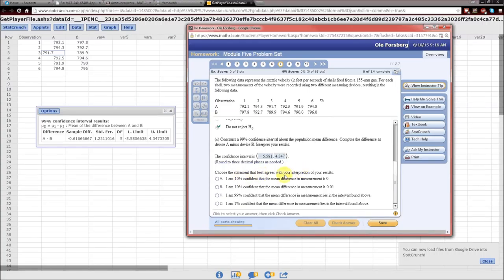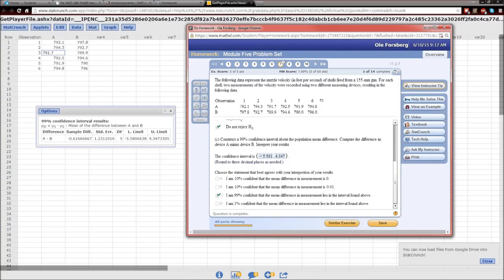Choose the statement that best agrees with your interpretation of the results. Since it is a 99% confidence interval, I am 99% confident that the mean difference in measurements lies in the interval found above. Boom. That is the very definition of what a 99% confidence interval means.